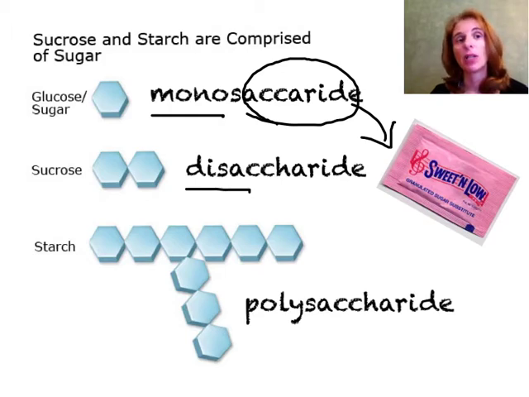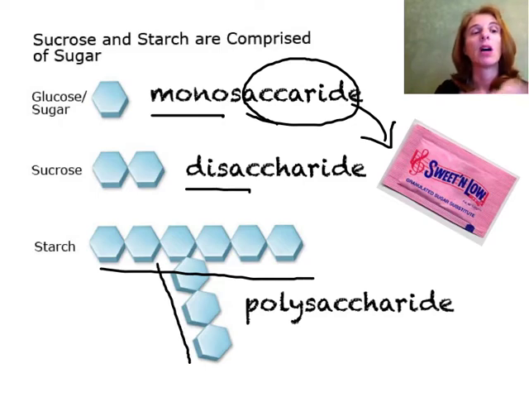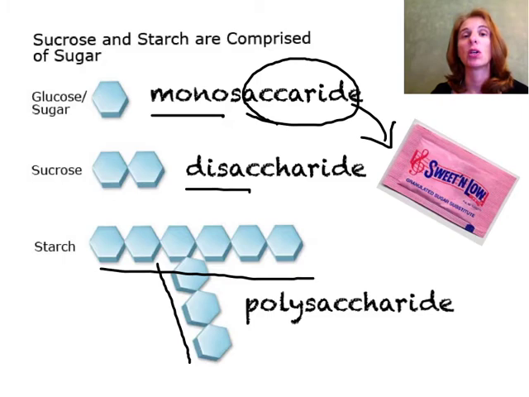Those same sugar rings put together into long chains can form complex carbohydrates like starches. If you put the rings together in different ways, you can also form cellulose, which makes up cell walls. Starch, which is a storage molecule, and even glycogen, which is how humans store carbohydrates for the long term.